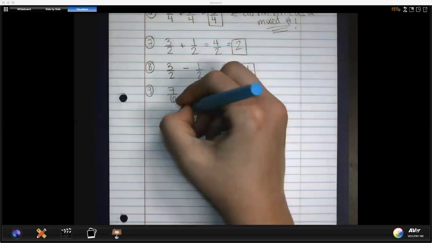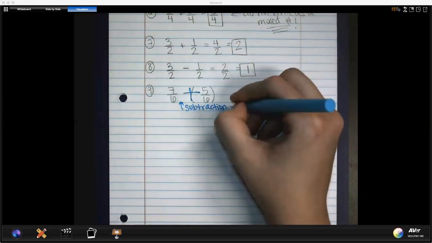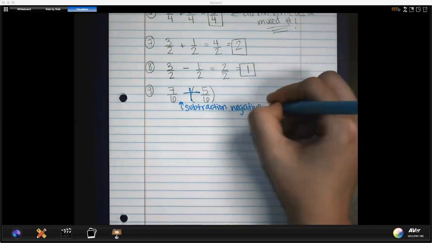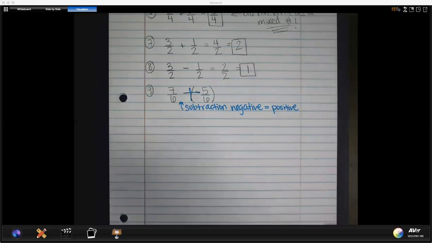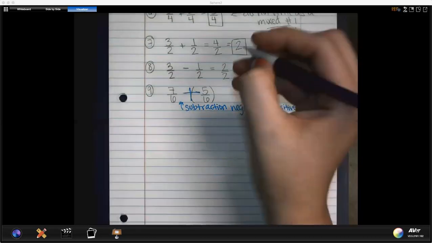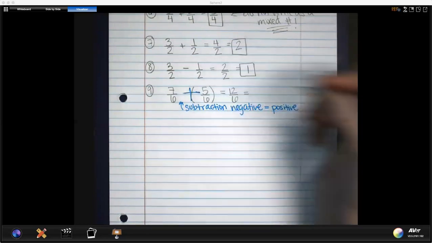So anytime you have a subtraction of a negative, it equals positive. Okay, it's essentially like saying a double negative turns positive. So in that sense, we actually have an addition problem. So we get 7/6 plus 5/6, which equals 12/6, which can be simplified to 2.